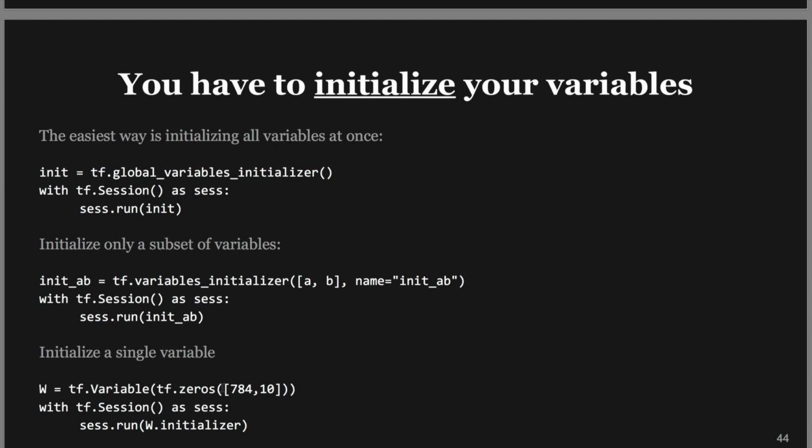To initialize a single variable, as we saw, every variable comes bundled with this initializer op. So what if you want to initialize just a single variable? What you can do is, let's say this is the variable w, you can just call session.run w.initializer and it will do the right thing. So what will it do in this case? It's going to create this tensor and fill it up with zeros. So the tensor is already created. It's going to actually fill it up with zeros at that point.